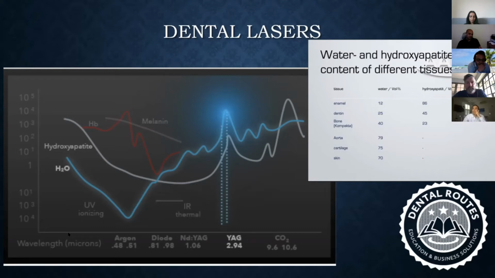So if A wave is somewhere here, and that laser hits water, the amount of absorption is at 1. If it hits hydroxyapatite crystal, the absorption is much higher, and probably the same for blood as well. But melanin, it might not be so much. Okay, and that is how we are able to differentiate the different lasers in the market and see how we can use them for different clinical scenarios. Because what we always know as clinicians is the composition of the structures that we are working with. We know the composition of enamel, where water is about 12% of the volume, whereas hydroxyapatite is about 86%. Dentine is about 25 to 45, bone is 40 to 23, and so on and so forth. These are things I think we don't have to worry about.